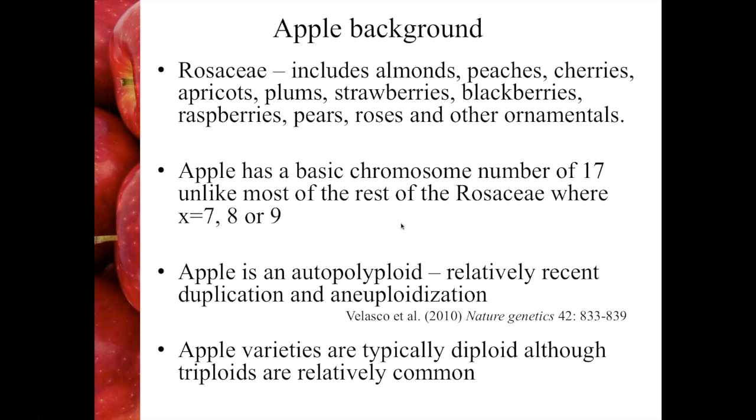And apple varieties are typically diploid. But if you start screening through selected varieties and germplasm collections, you'll find that there are really quite a lot of triploids out there. They've been selected, I think, predominantly because of fruit size. Triploids are typically bigger. And so a surprisingly large number of triploids are around.